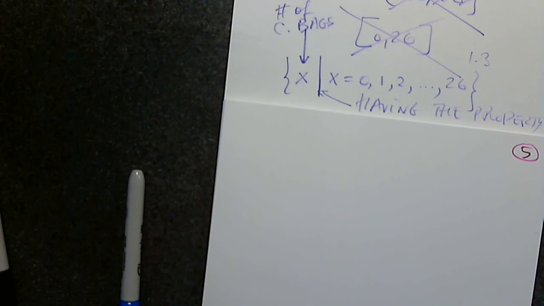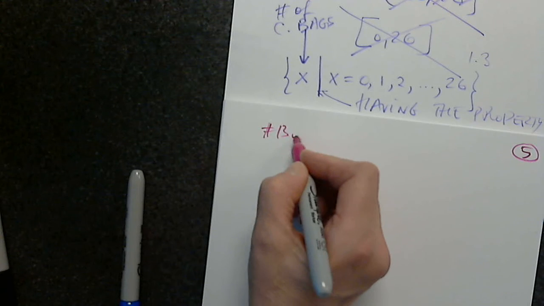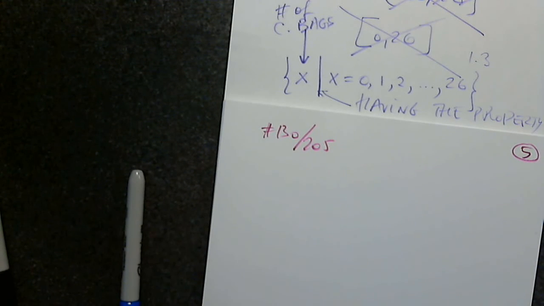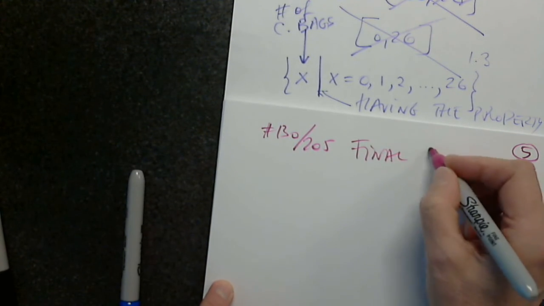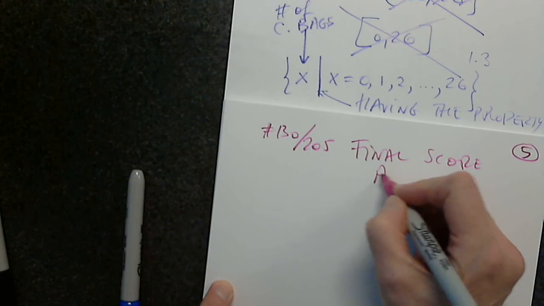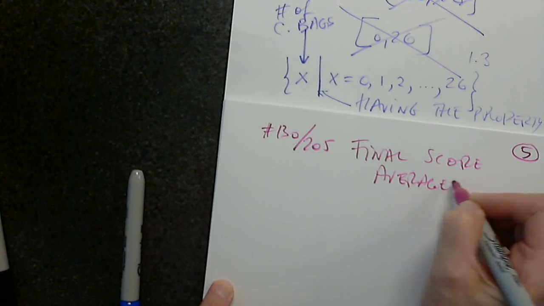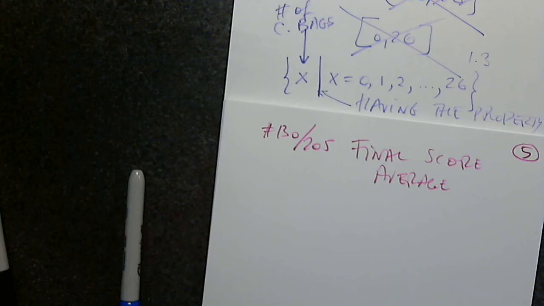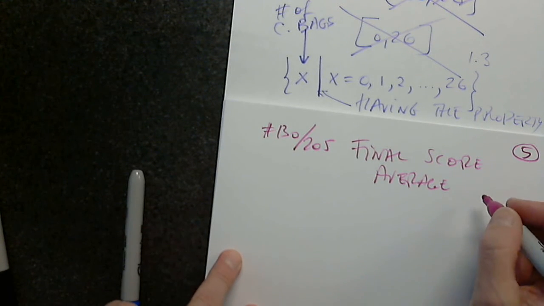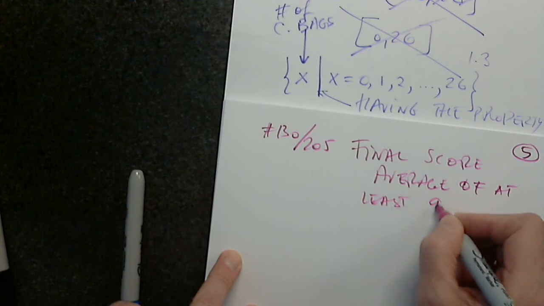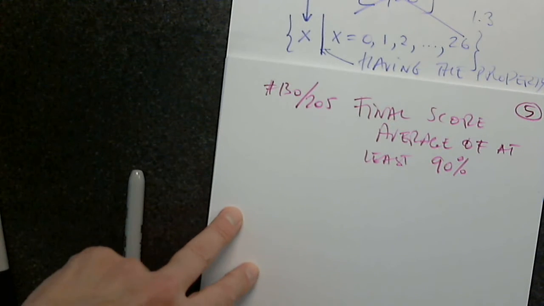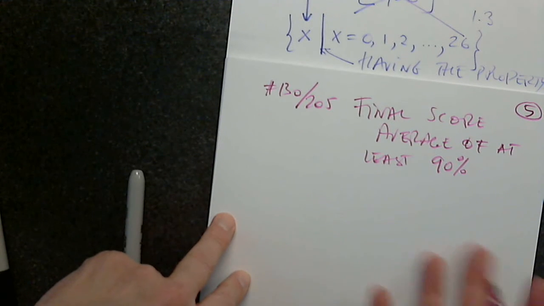Okay, so let's look at problem 130 on page 205. To earn an A in a course, you must have a final average score of at least 90%. Of at least 90%. Even if we don't read on, what will you write immediately?